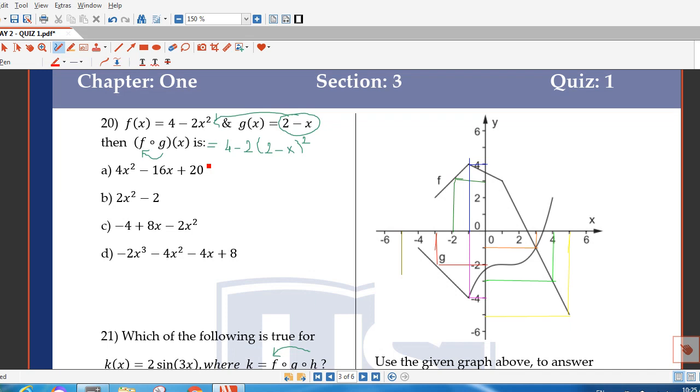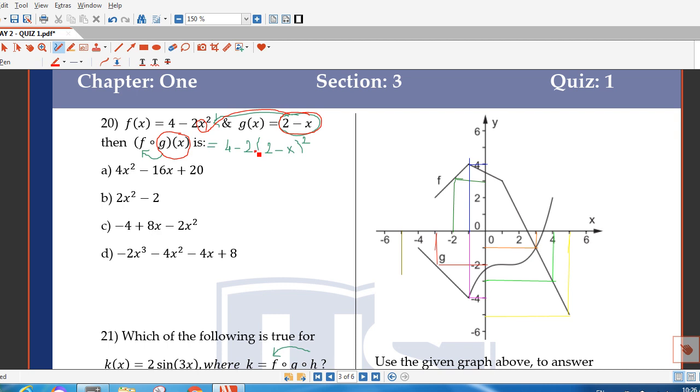Quiz 1, Day 2, Question 20. Two functions are given, f and g, and our question is find f of g of x. It is composition of two functions. The g of x function will be written in the function f instead of x. So the new function, I mean the composition function, is 4 minus twice of the square of 2 minus x.